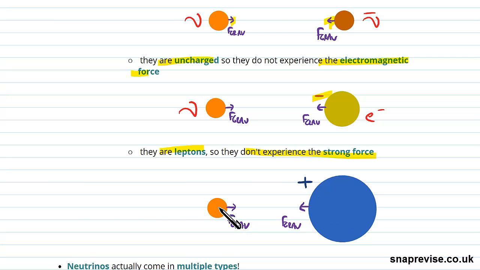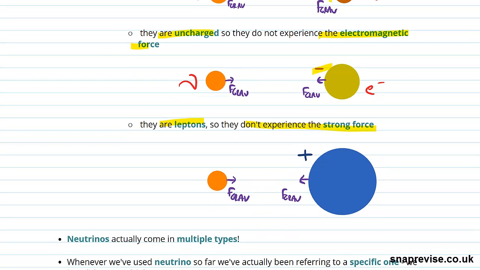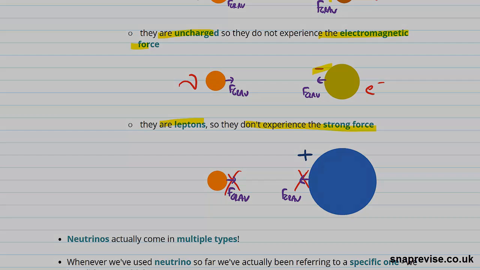But this neutrino basically doesn't experience the strong force at all because it's a lepton, and it has no charge, so it doesn't experience any electrostatic repulsion. There are no electromagnetic forces going on, and this gravitational force is so small we might as well ignore it. So there's no point really thinking about that either.